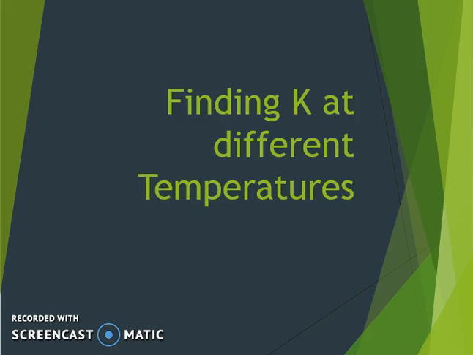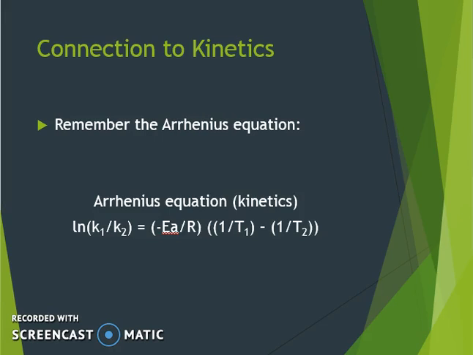Now, we had a very interesting little equation that we used in kinetics. Maybe you remember it. We called it the Arrhenius equation, and I'll show that to you here. Remember that that was the natural log of K1 divided by K2 equals negative EA over R, and that's the 8.314, multiplied times these fractions subtracted from each other: 1 over T1 minus 1 over T2.